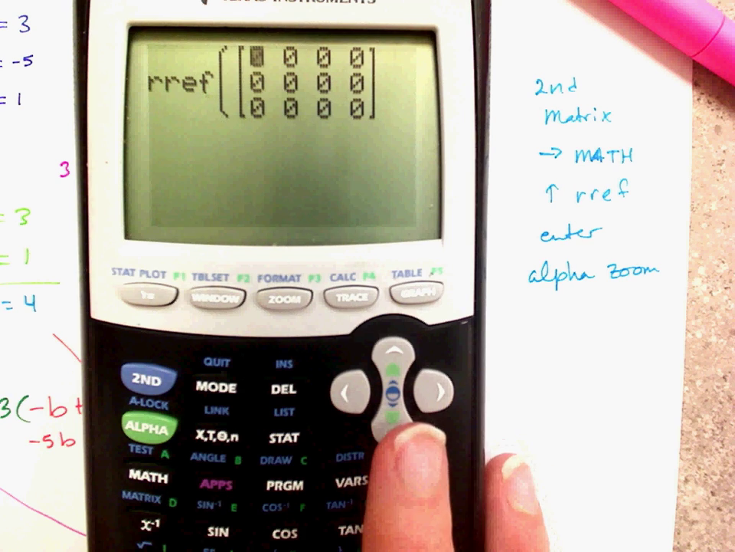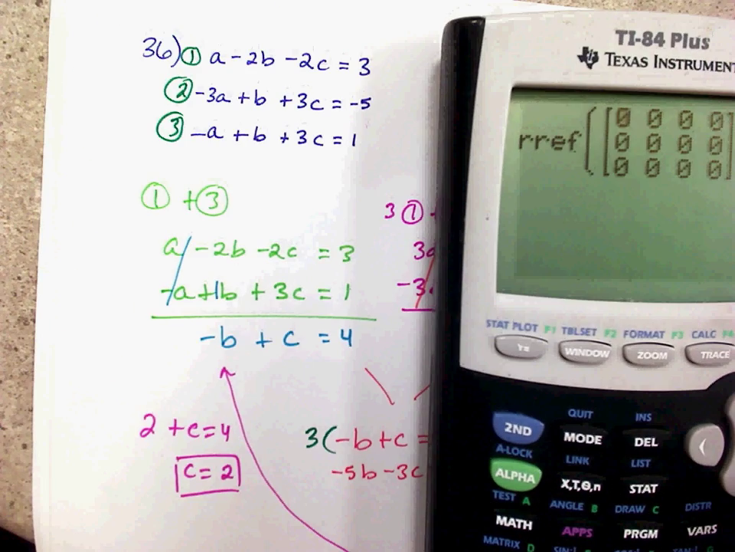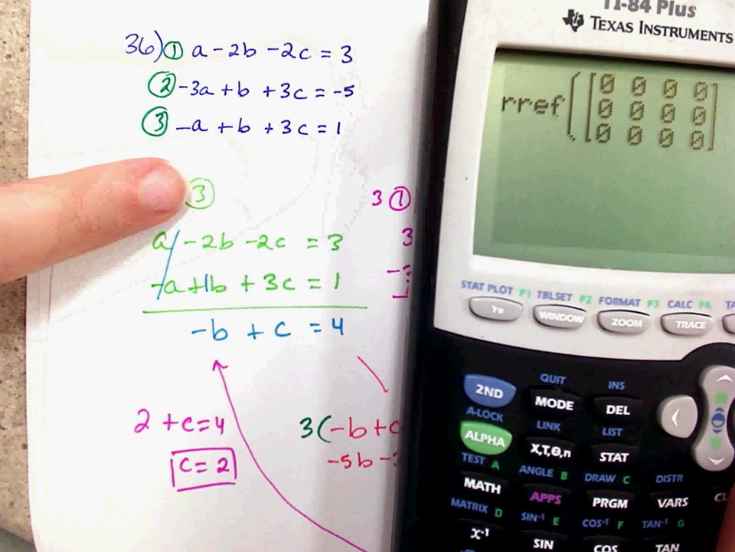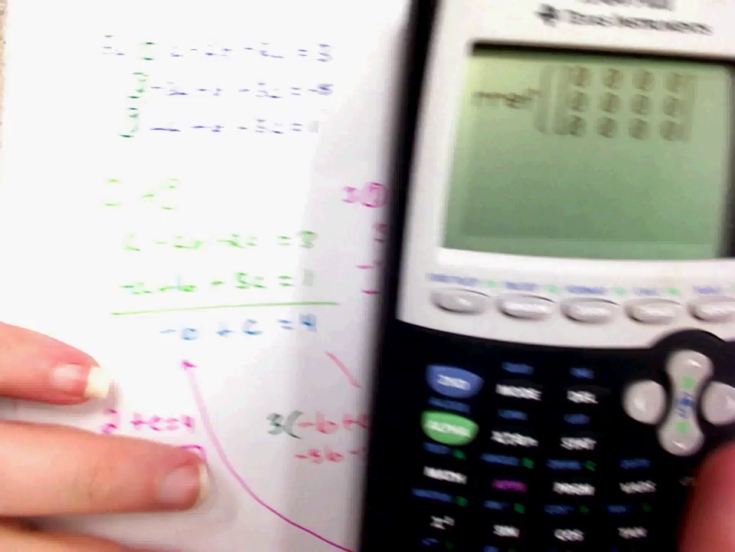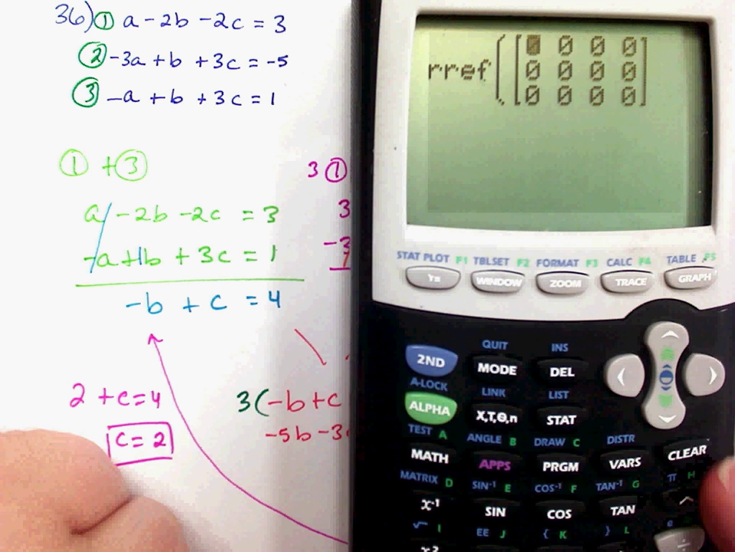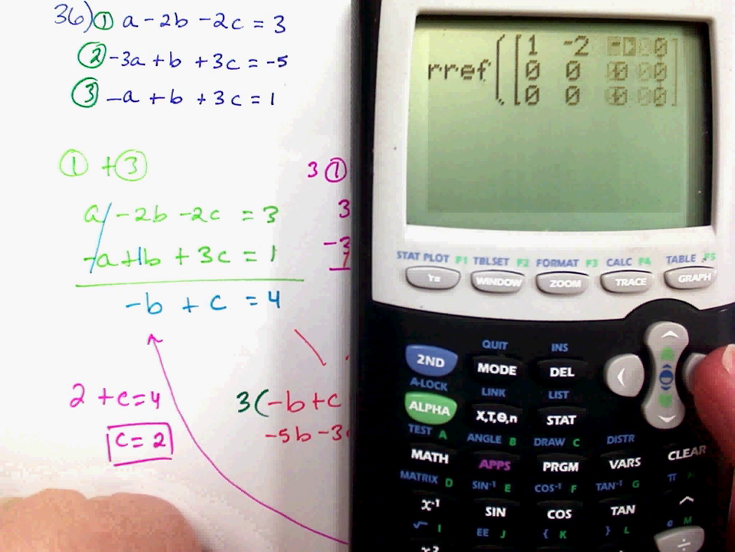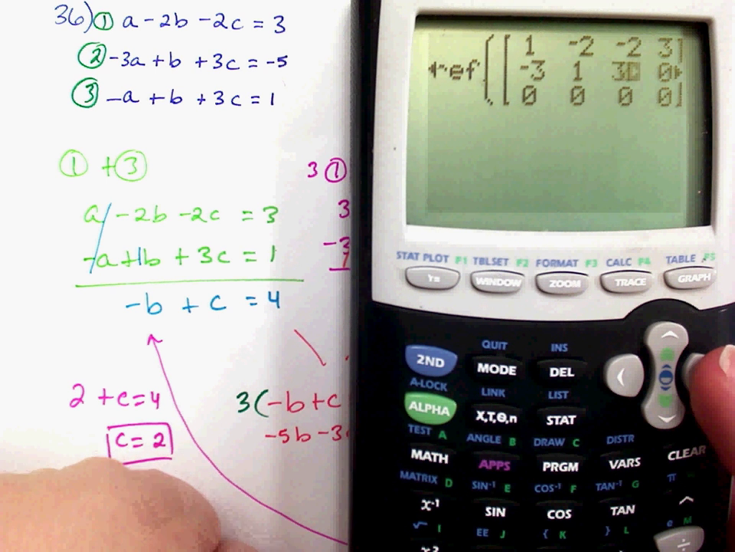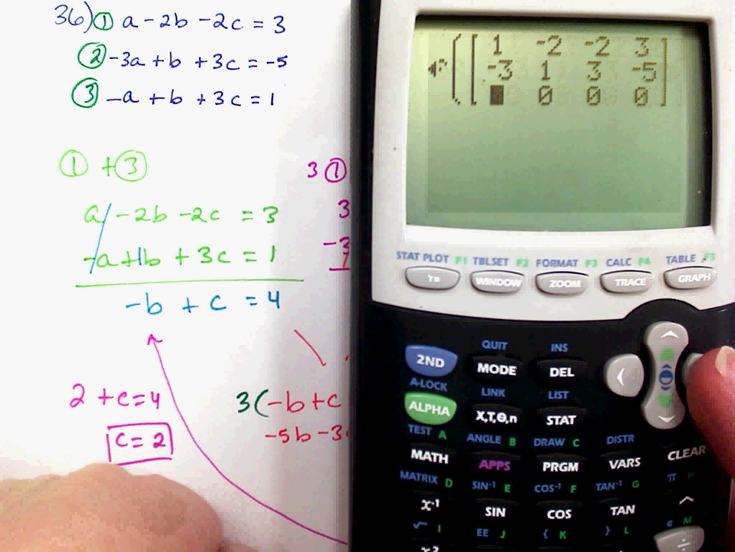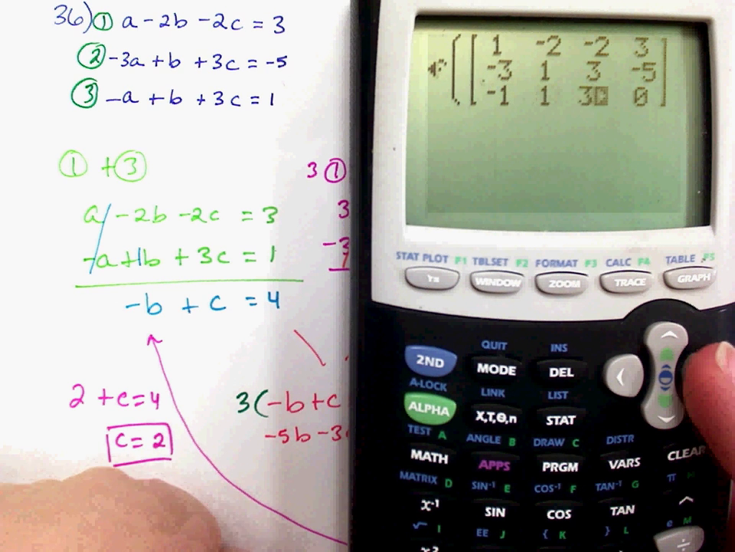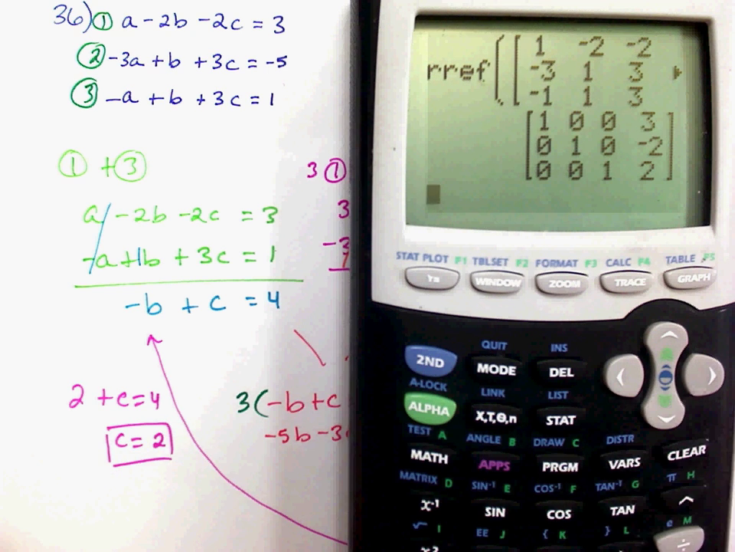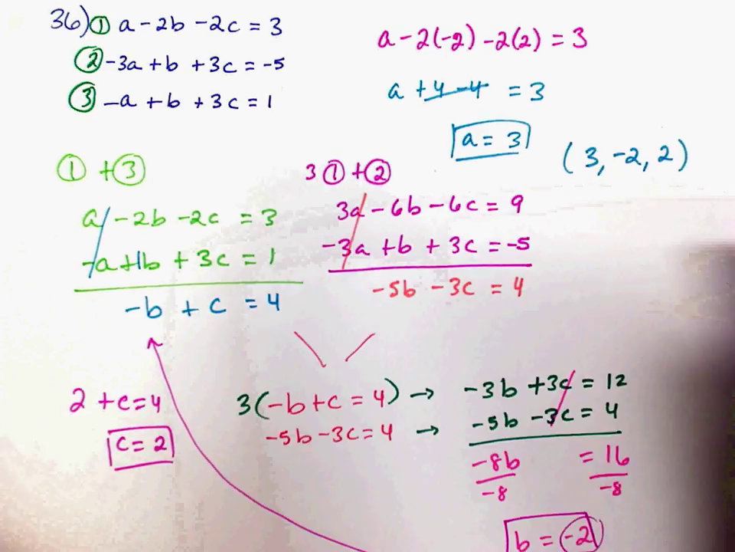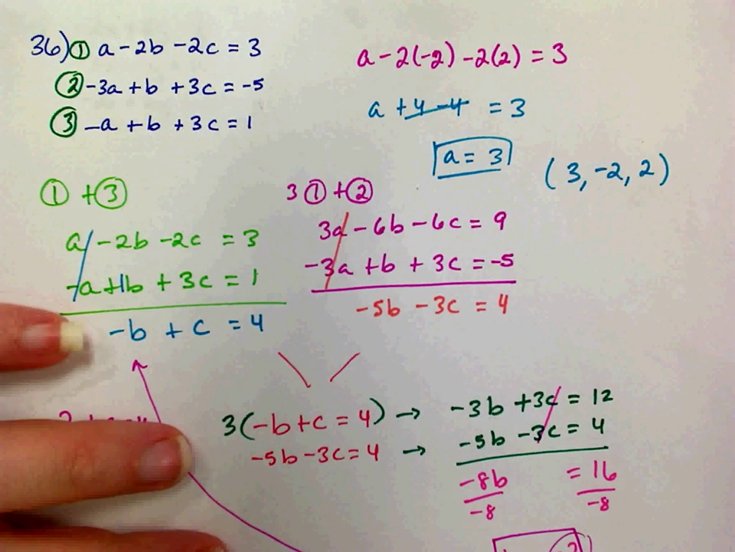And then you want to enter in the numbers. So the numbers are the coefficients, okay? So the coefficients of A are 1, negative 2, and then 3. Negative 3, 1, 3, negative 5. Anyway, you get the idea, so I'll go ahead and type them in. So I got 1, negative 2, negative 2, 3, negative 3, 1, 3, negative 5, negative 1, 1, 3, and 1. Press enter, and I get 3, negative 2, 2, which is what we got as well.